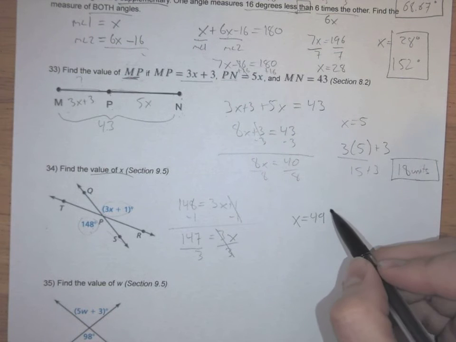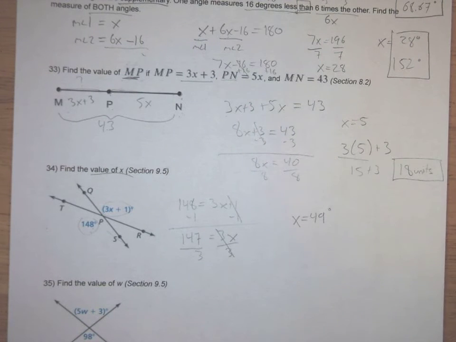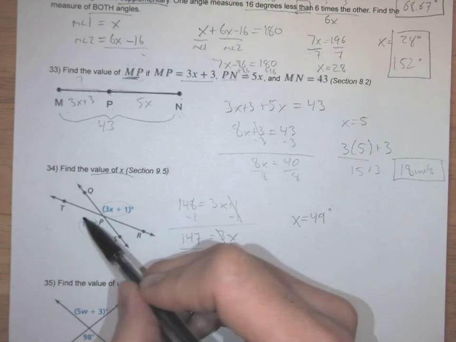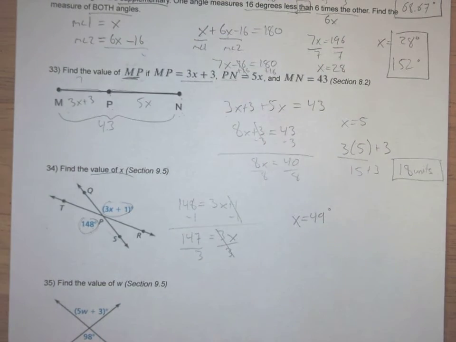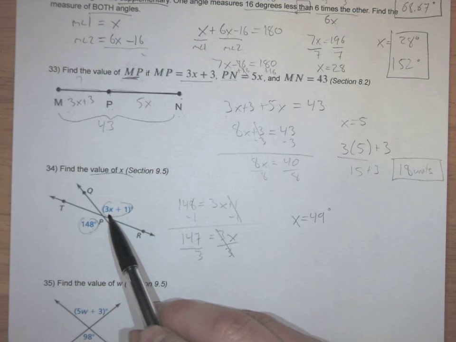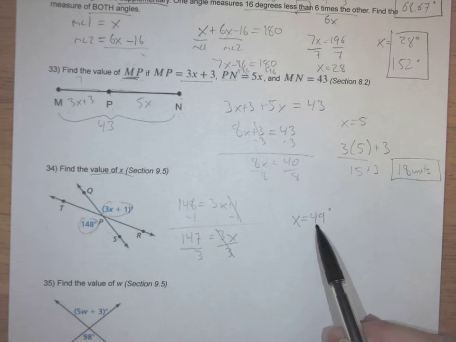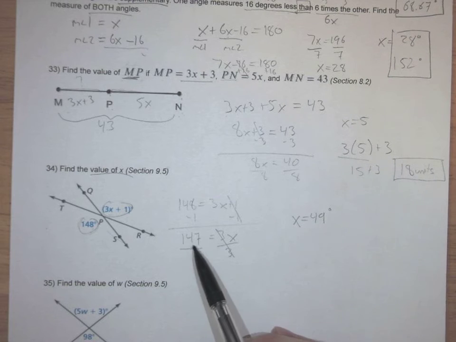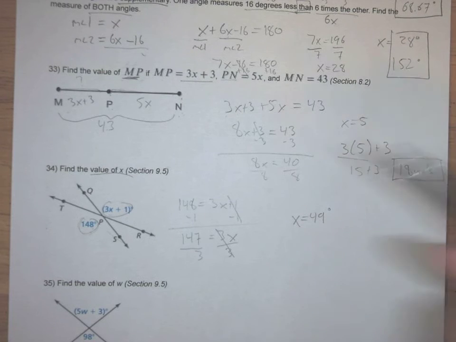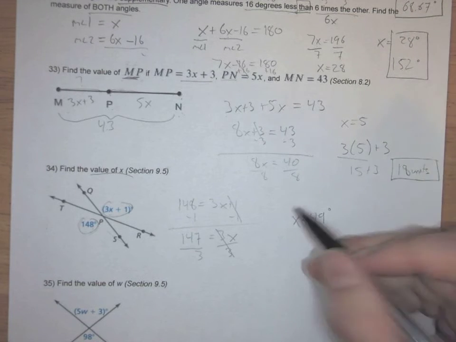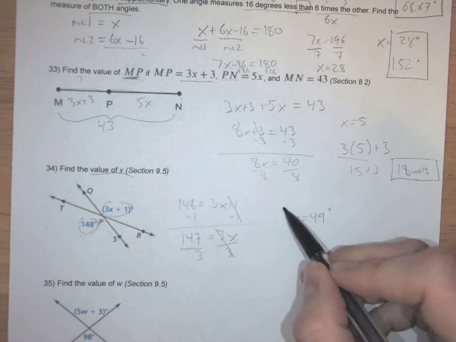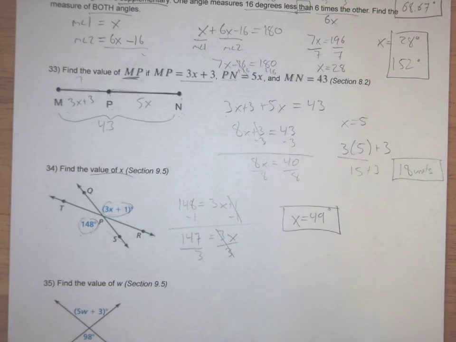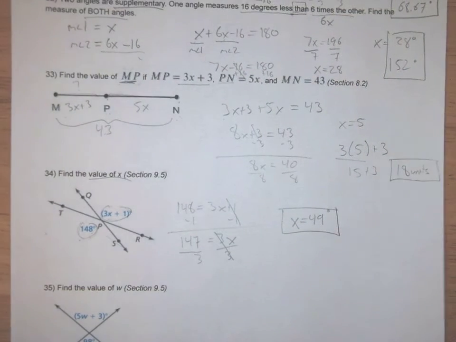Okay? Check. 49 degrees. But let's just double check, right? If this is 148, this should also be 148. So if I do 3x plus 1, that would be 3 times 49, which we know is 147, plus 1, which would give us 148. So that checks out. If we plug it back in, we get 148, which is what we wanted. Okay? So vertical angles congruence theorem.